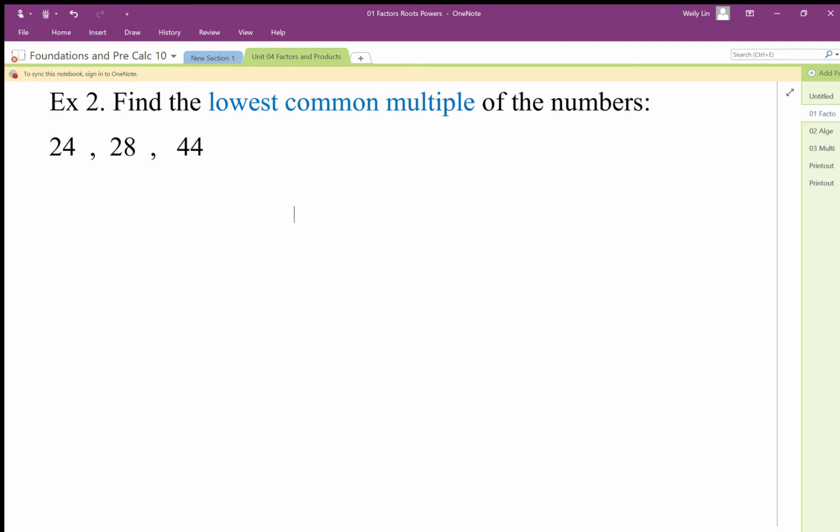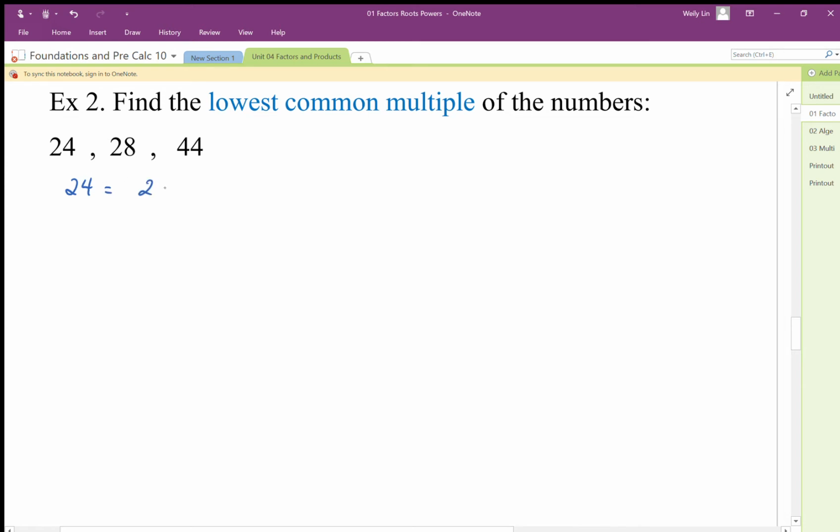So let's try to find the lowest common multiple of these numbers. And we're going to use our prime factor strategy. Although we could maybe list this out, this would involve a lot of work. So we can maybe try to make this a little bit more efficient by using a strategy using the prime numbers. So I'm going to list out the prime factorization of 24.